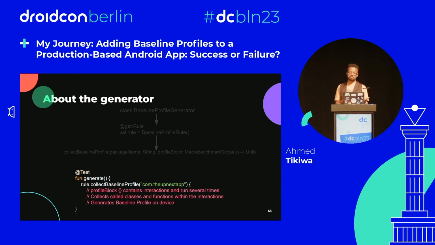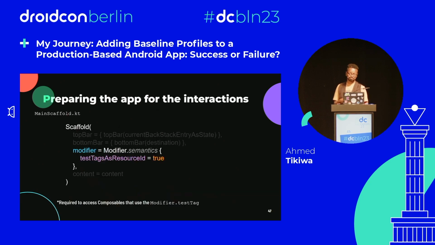And it uses the collect baseline profile method from the baseline profile rule to generate a baseline profile. That's a lot of baseline profile. The profile block, where the interactions are defined, will run several times. And this is basically to iterate and get the best results over time. Then during these runs, the method will collect all the functions, all the classes, all the methods that were executed during these runs. And then once it's gathered all the data, it will generate the baseline profile on the device under test.